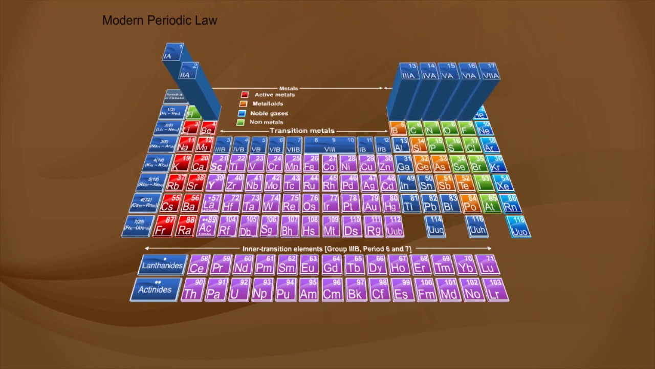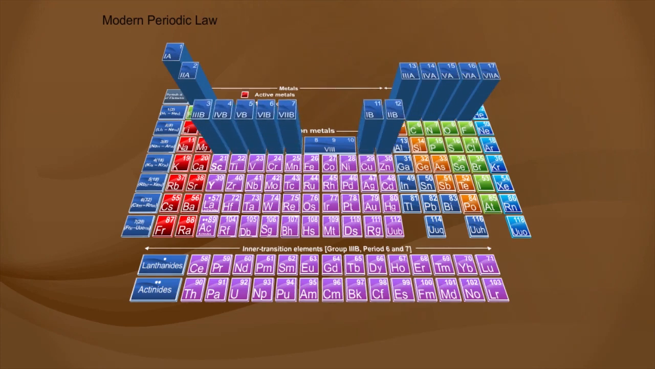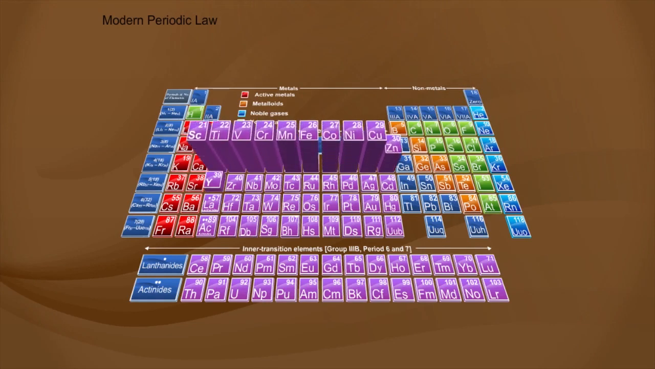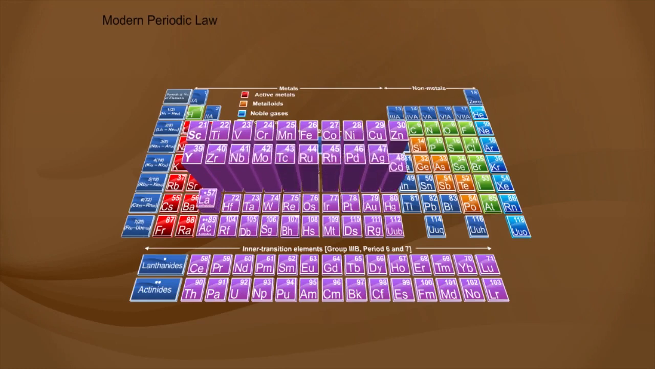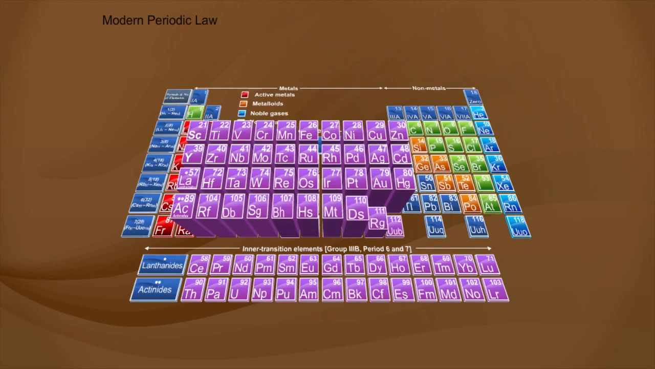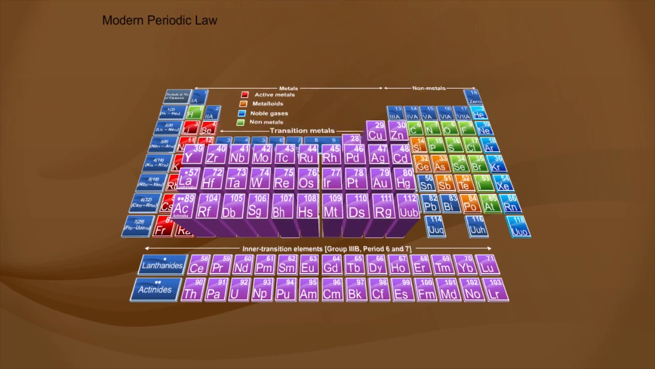The groups are vertical and the periods are horizontal. The subgroups A and B are separate in the table. Now why is that? The subgroups are separated in the table and represented at the bottom, as you can see. The transition elements are accommodated in the middle area of the table. So these elements which are popping up are transitional elements. These are called transition elements, and they occupy the middle portion of the modern periodic table.